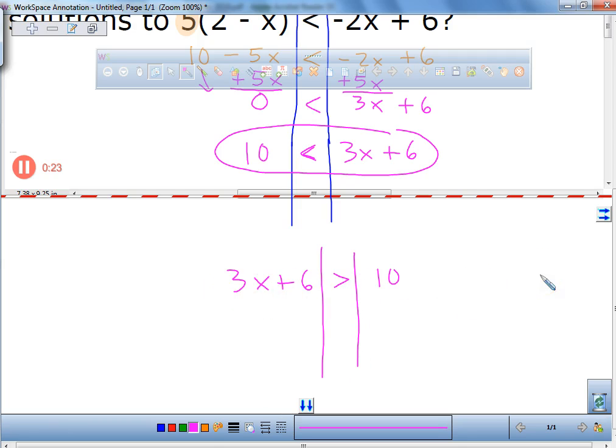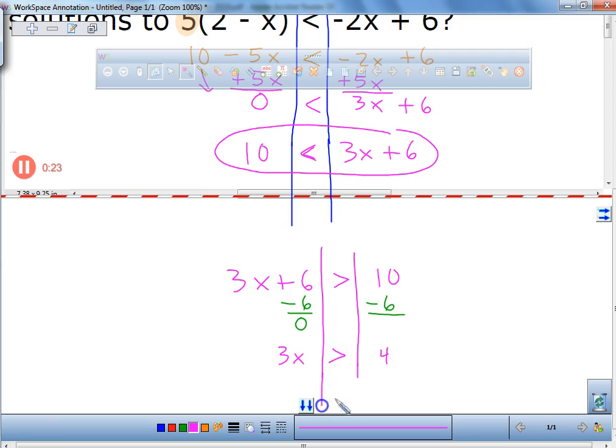So now how many steps do we have left? That's right, 2 steps. What's the first step? Subtract 6. You're right. We're going to take away the 6 right here, and we're going to take away the 6. Now, why are we taking away the 6? We're trying to get 3x totally by itself. So now we have a 0. We have 3x is greater than 10 minus 6, that gives us a 4.